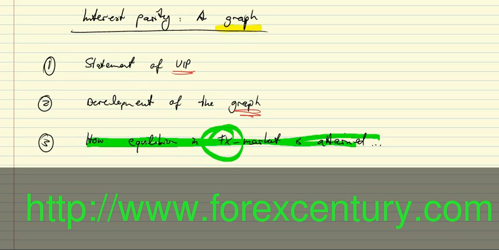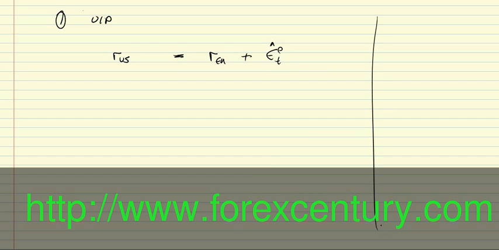So we'll clear the page here and begin with that quick statement of UIP. So the interest parity condition implies that the rate of return on a financial investment in one country, here the US, in equilibrium in the foreign exchange market must be equal to the sum of the rate of return on a comparable asset in the foreign country, here the EU, plus the expected depreciation. So let's just note this here.